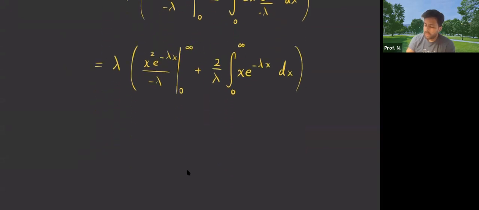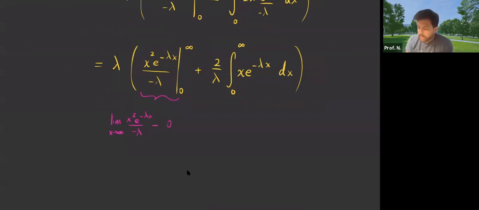And let's just look at this a little bit here. This is going to infinity, so normally we consider this as a limit. So limit as x goes to infinity. So the upper bound of the integration here would be x squared e to the negative lambda x over negative lambda, minus, and then you plug in 0. But when you plug in 0 to here, everything becomes just 0. So that goes away. So that's pretty nice.